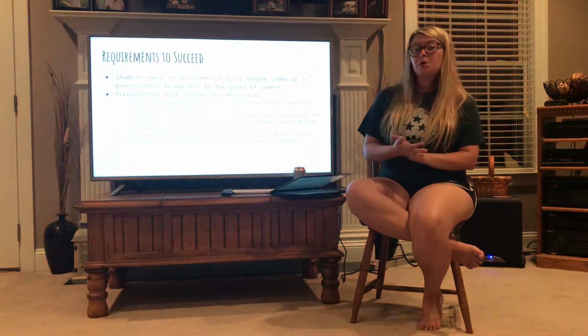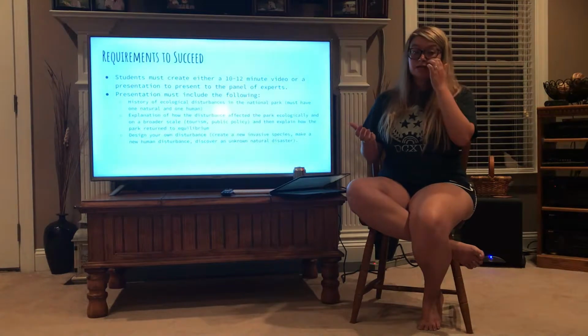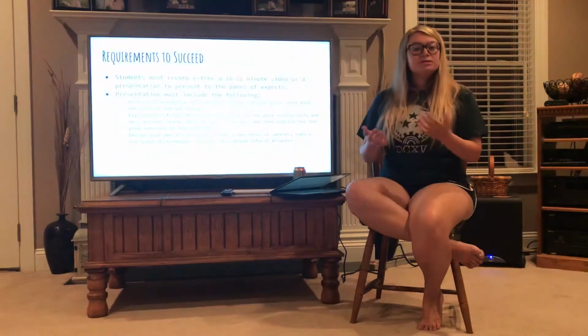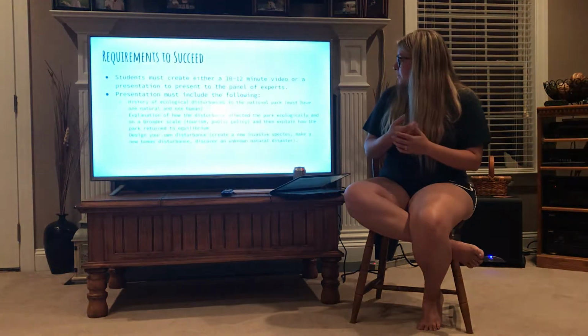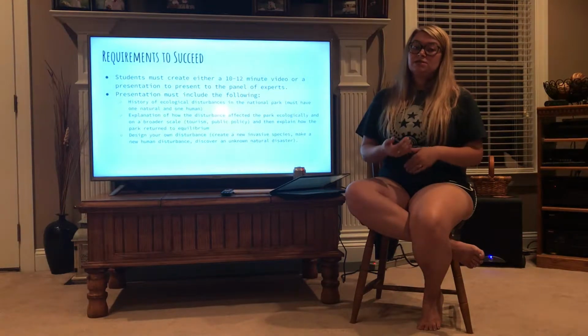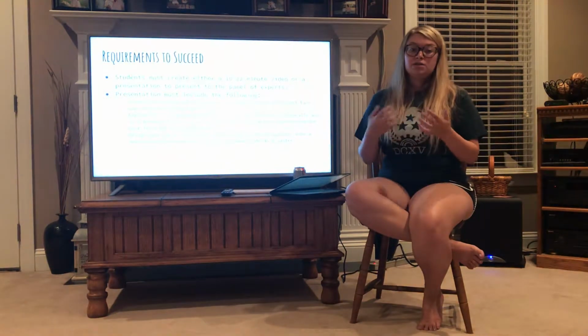How did it affect public policy? Was there any effect on public policy? Was there any effect on the local businesses, et cetera, et cetera? And then they have to explain how the park returned itself to equilibrium. How long did it take? What did it do to get there?